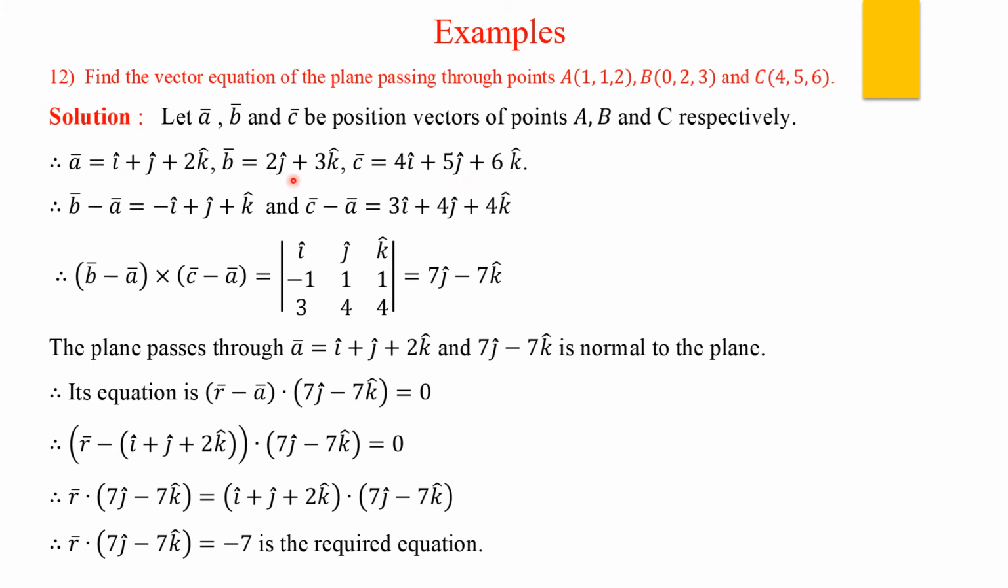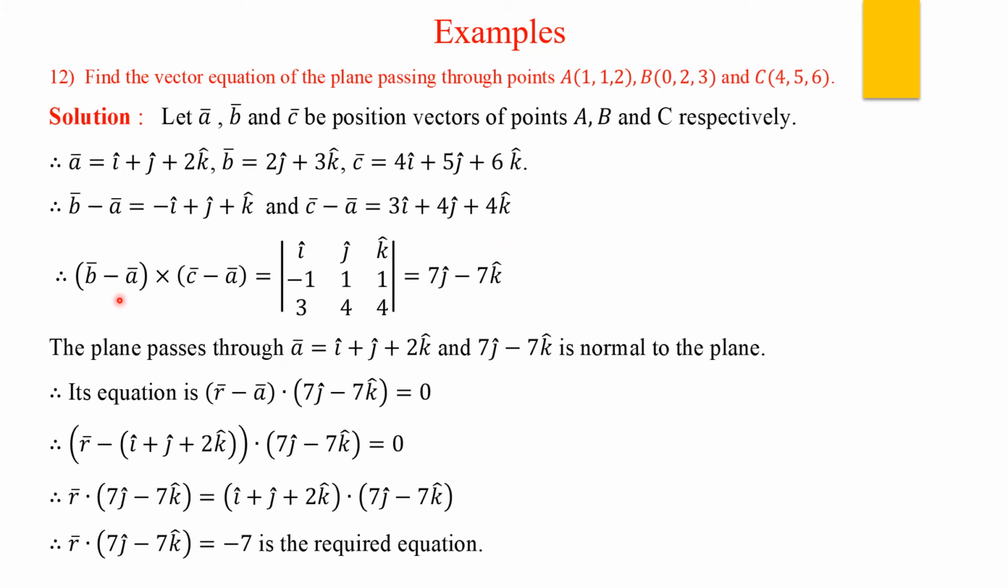We write the position vectors a vector, b vector, c vector. Here we have to find b vector minus a vector. Then 0 minus i is minus i vector, 2j minus j is j vector, 3k minus 2k is k vector. Also c vector minus a vector: 4i minus i vector is 3i vector, 5j minus j is 4j vector, 6k minus 2k is 4k vector.